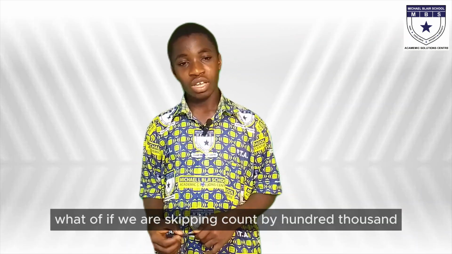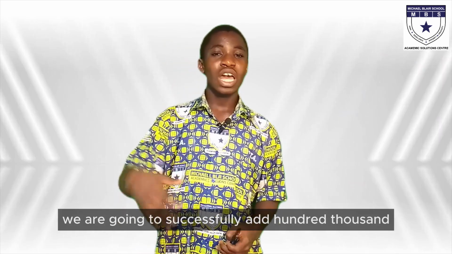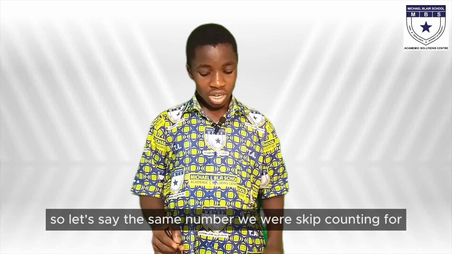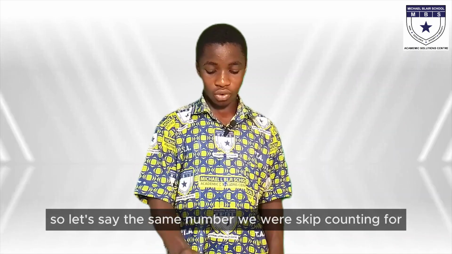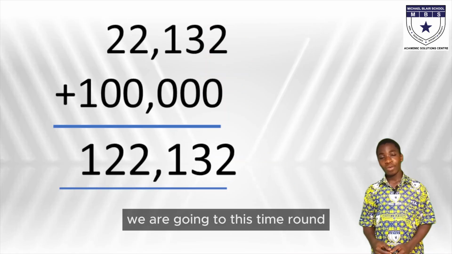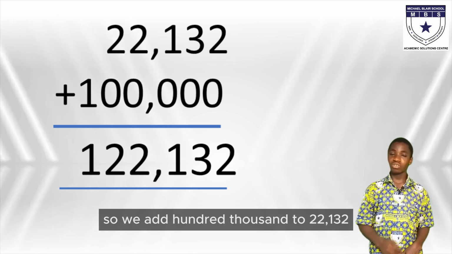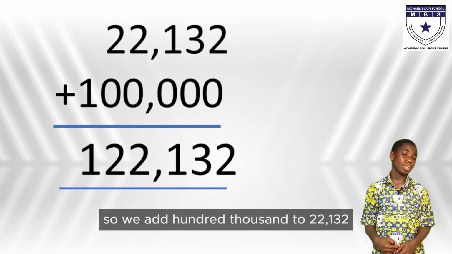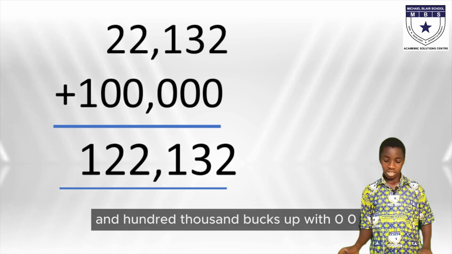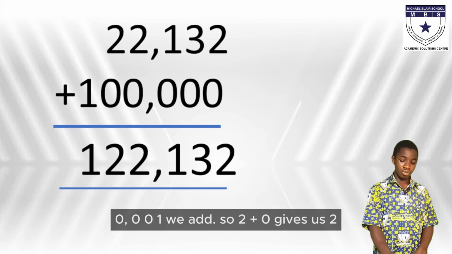What if we are skipping count by 100,000? It's the same thing we are going to do. We are going to successively add 100,000 to our numbers. So let's say the same number we were skip counting for, which is 22,132. We are going to, this time round, skip count this number by 100,000. So we add 100,000 to 22,132. So 22,132 goes and 100,000 backs up with 0, 0, 0, 0, 0, 1.